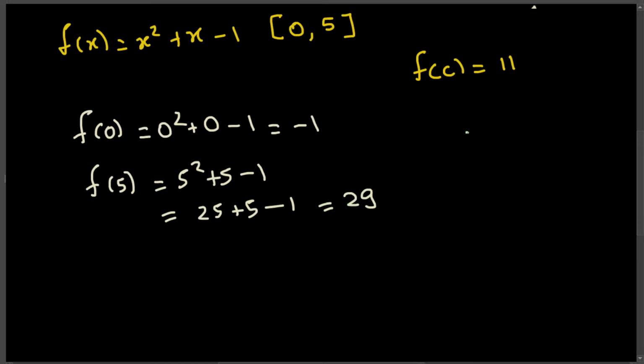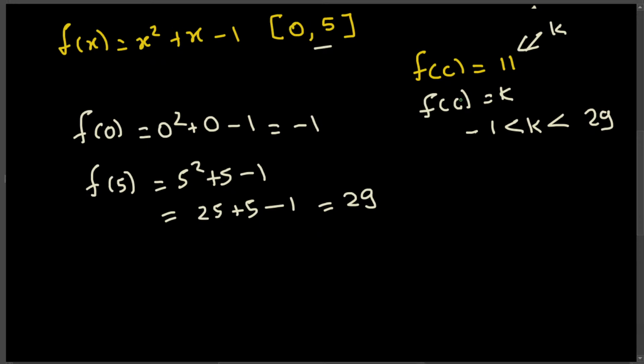So we are having a k value that is greater than negative 1 and less than 29. So of course 11 is between that. So we proved that 11 is within this range, within these two function values. And let's say the question also asks us to find what c is. Also you have to know that f of c is k.